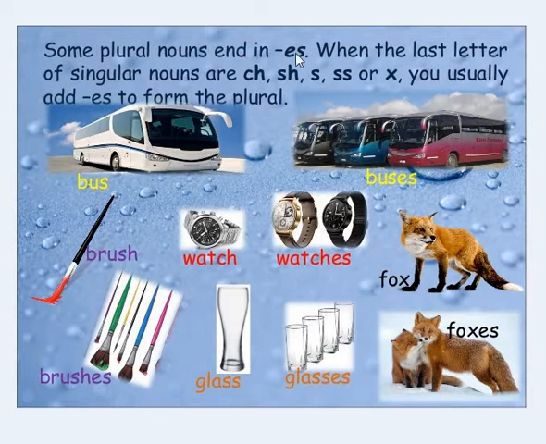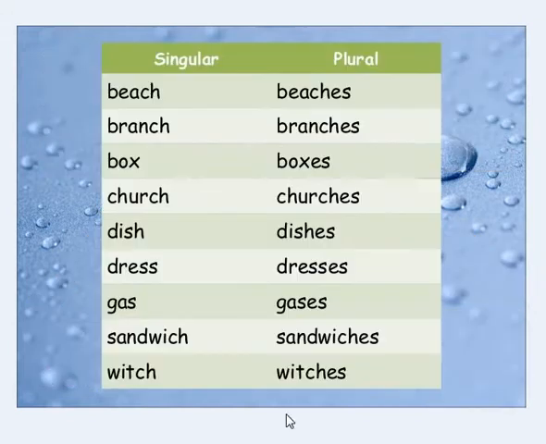Some plural nouns end in es when the last letter of the singular noun is ch, sh, s, or x. You usually add es to form the plural. Bus, buses. Brush, brushes. Watch, watches. Glass, glasses. Fox, foxes. So we use es at the end.